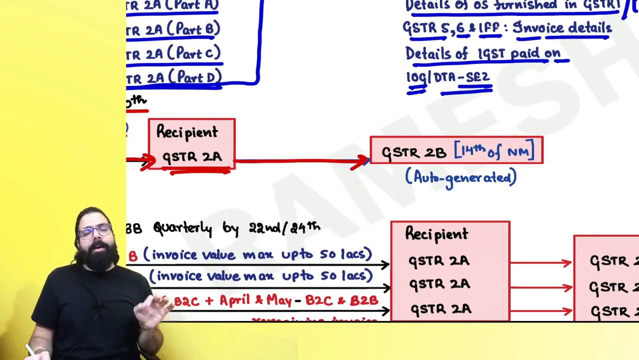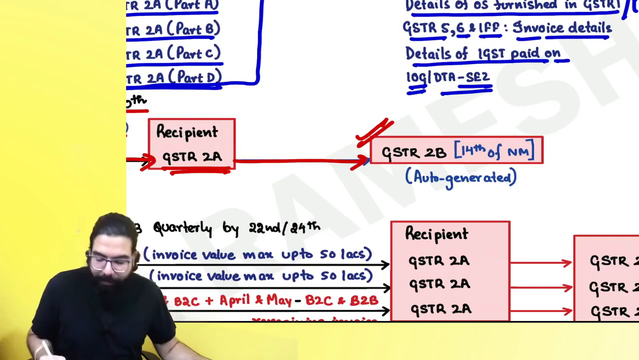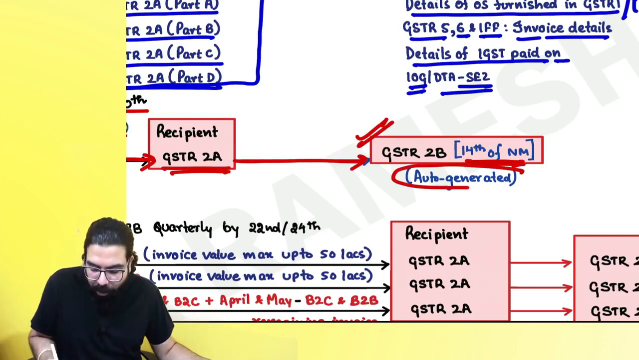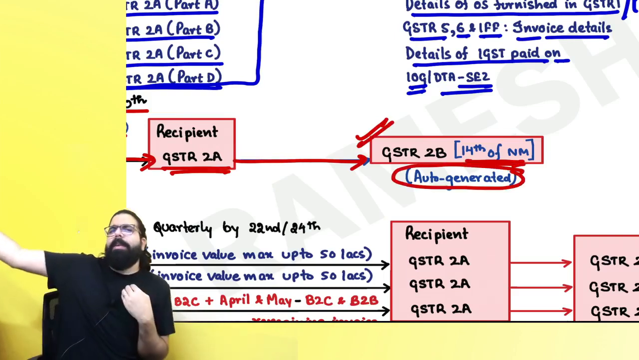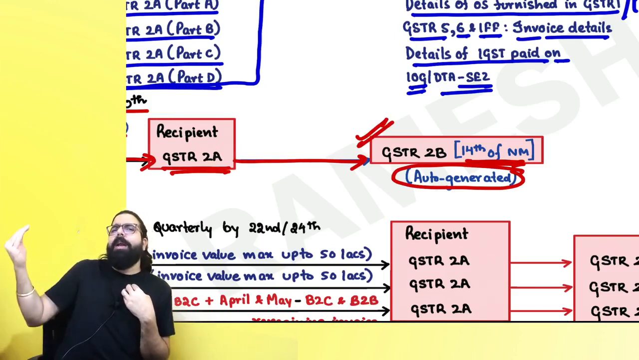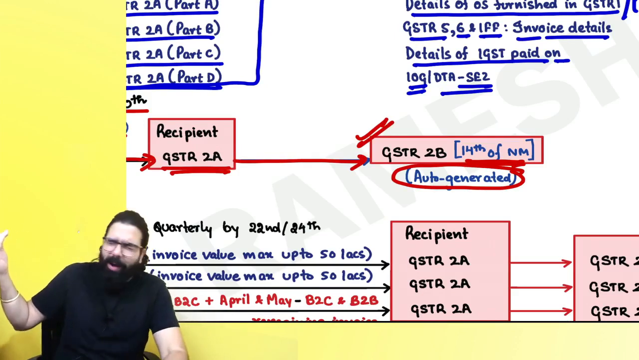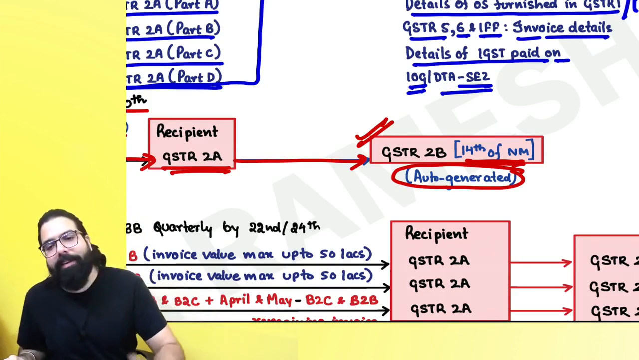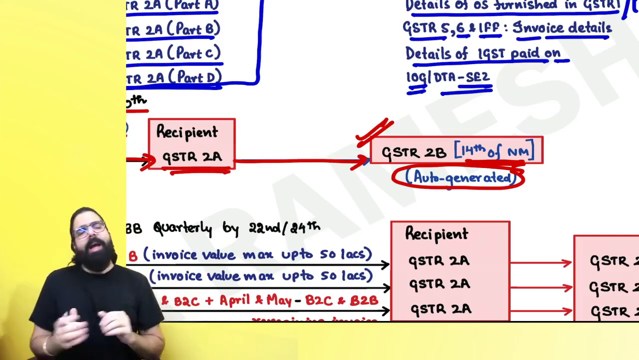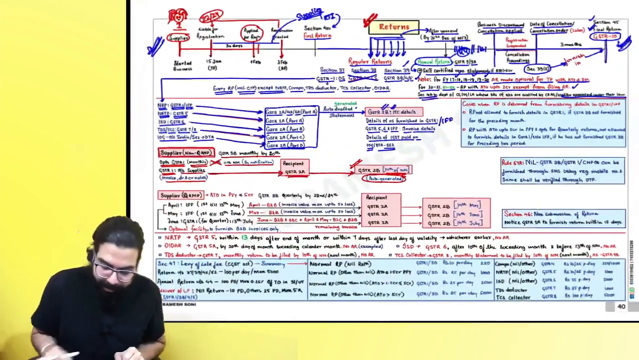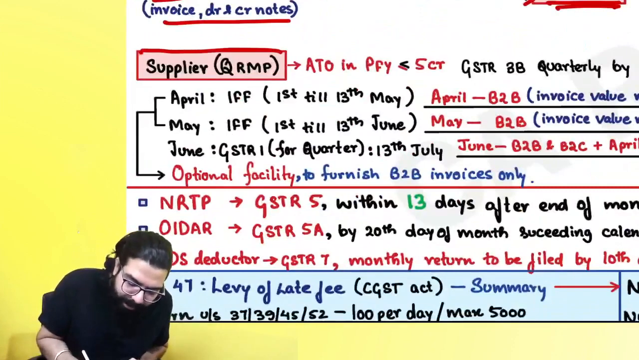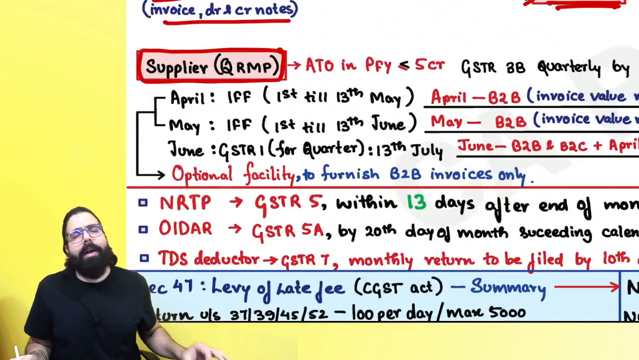Always remember, 2B gets created on the 14th of the next month. It's an auto-generated statement. So whatever suppliers file in their GSTR 1 will come into my GSTR 2A, and then 2B gets created. Whatever comes in my 2B, I can go ahead and take the credit.